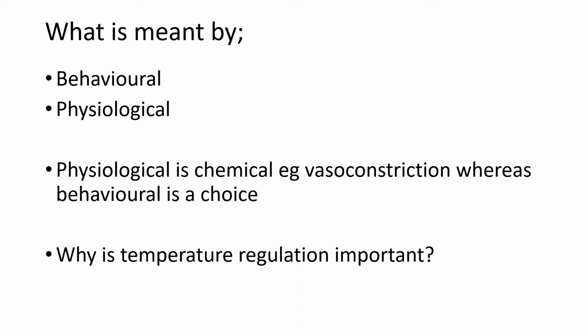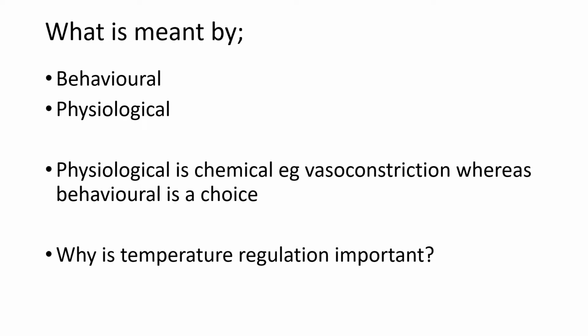Right, so a physiological response would be a chemical response. So vasoconstriction, you've done before, vasoconstriction, vasodilation. Toxin production, we've done, you did it in adaptations, when you looked at plants, and immunology. We looked at plants and toxin production. That would be a physiological response.